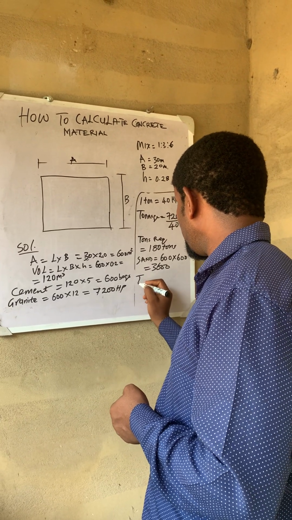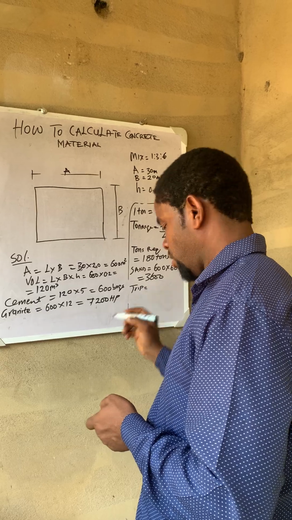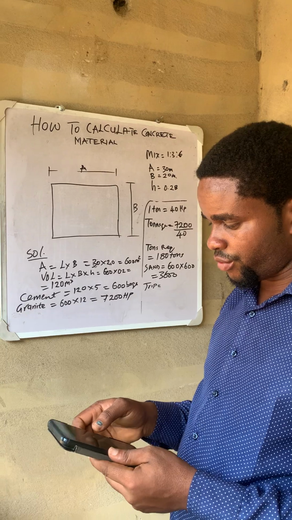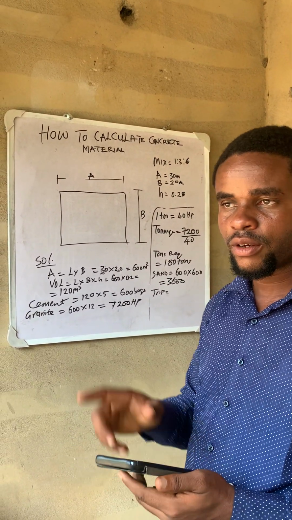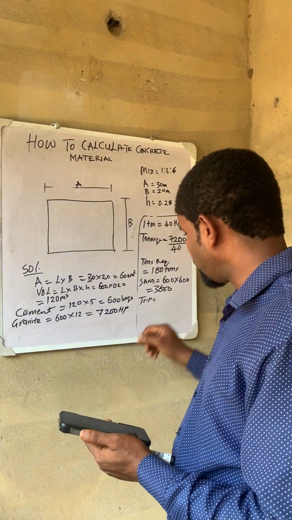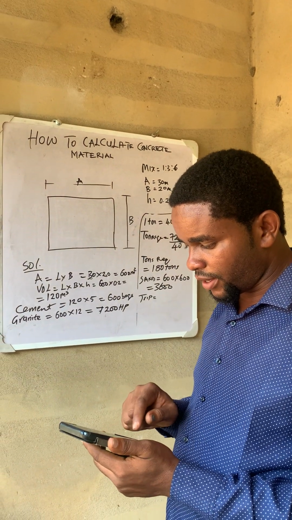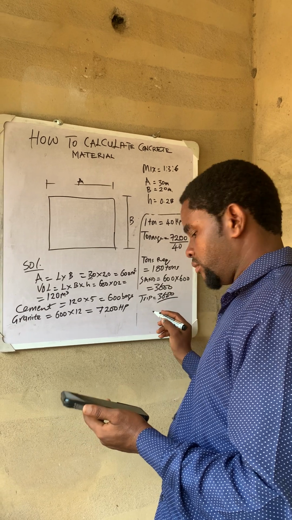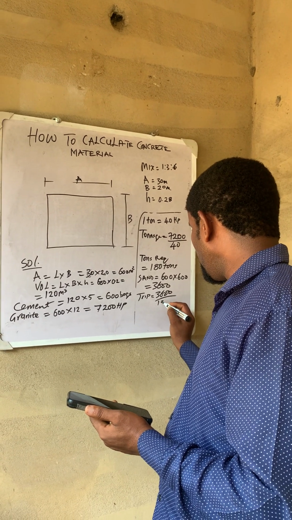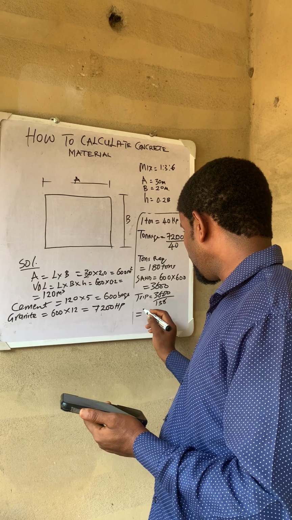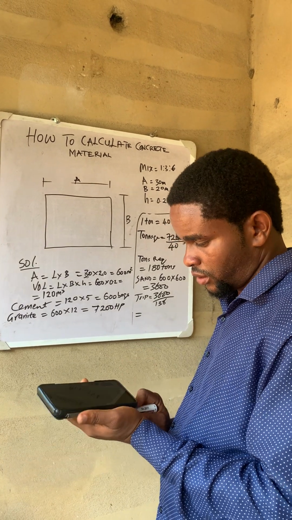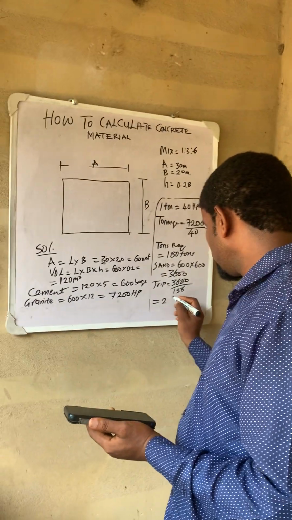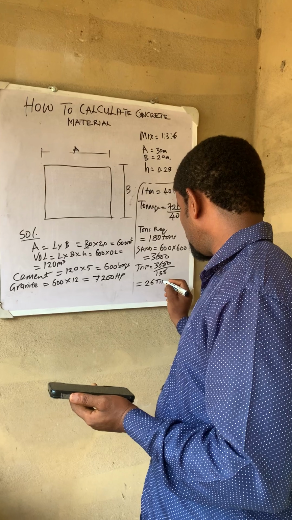Alright, for us to get it in trips, in my country we use 138 pans for 1 trip of sand. So we have this 3,600 divided by 138. That will give us 26 tipper or trips of sand.